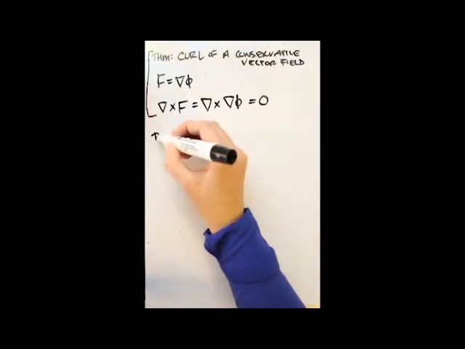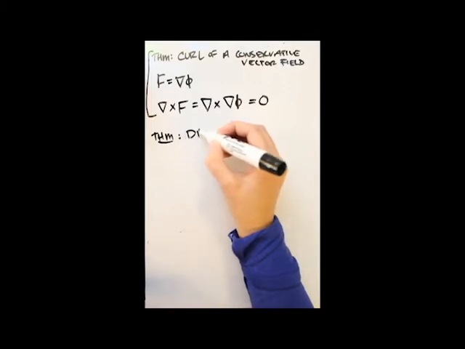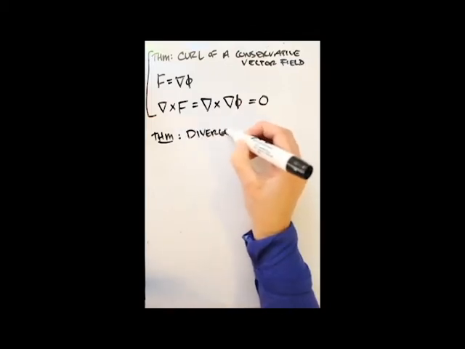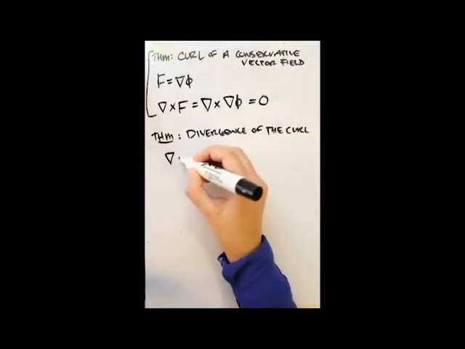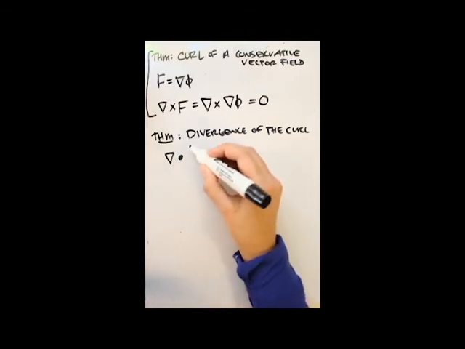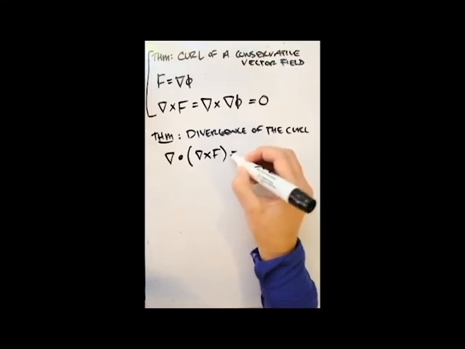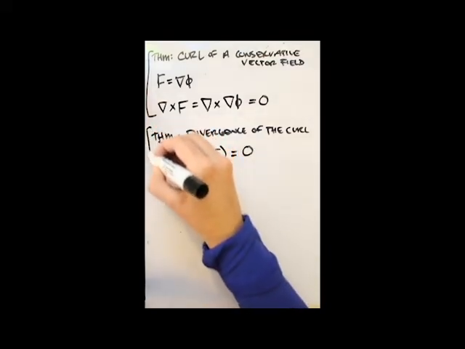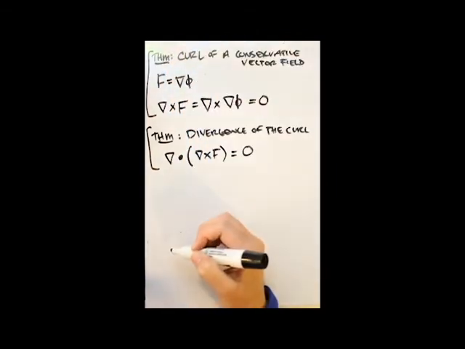Now another theorem, this one talks about the divergence of the curl. If you take the divergence of the curl, the divergence is the dot product, so we dot the del operator with the curl, which is the cross product. This is going to be equal to 0. Okay, so two theorems that may prove to be useful.